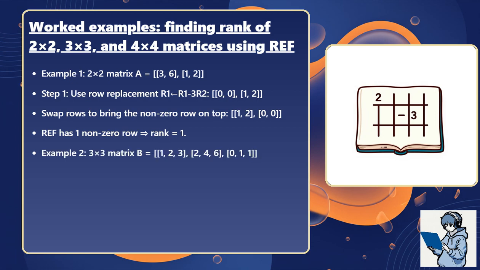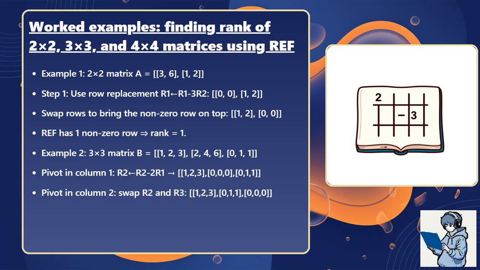Example 2, a 3 by 3 matrix B equals a matrix with rows 1, 2, 3, then 2, 4, 6, and 0, 1, 1. Pivot in column 1. Row 2 becomes row 2 minus 2 times row 1, giving a matrix with rows 1, 2, 3, then 0, 0, 0, and 0, 1, 1. Pivot in column 2. Swap row 2 and row 3, resulting in a matrix with rows 1, 2, 3, then 0, 1, 1, and 0, 0, 0. 0 below pivot, already 0. Row echelon form has two non-zero rows, therefore rank equals 2.